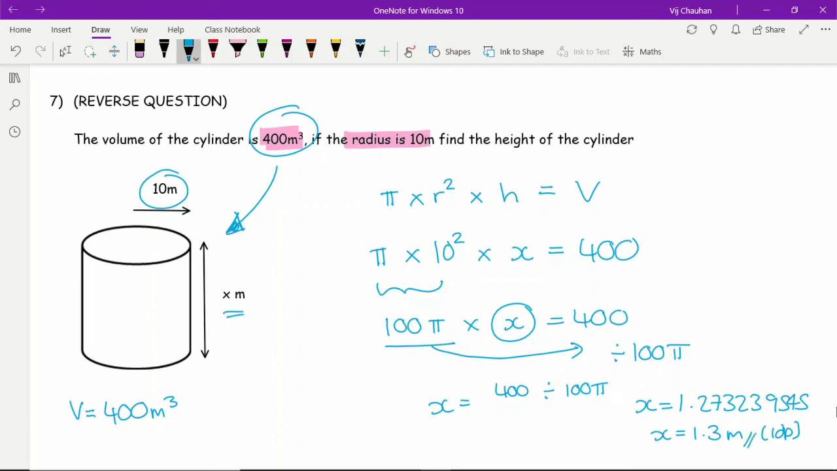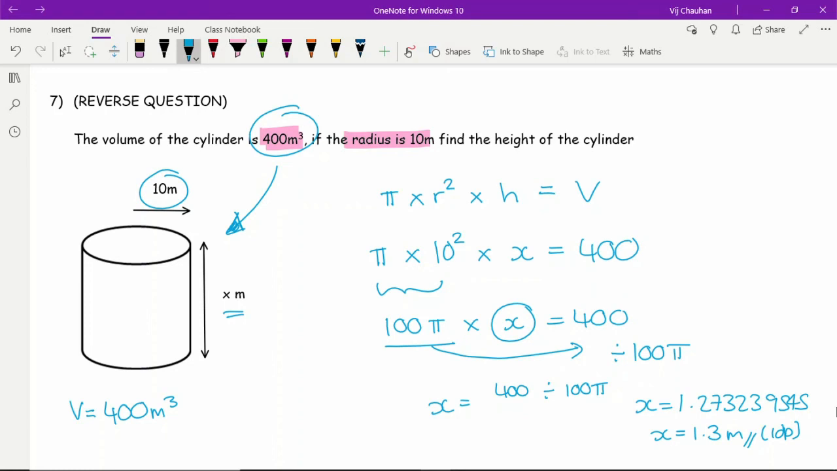And if you're rounding, always state what you're rounding to, or, if you want to play it safe, you can simply copy whatever's on your calculator. So when it comes to reverse questions, all you'd do is first square the radius, multiply that by the length, and then divide it by the volume. And then you'll be away to go.